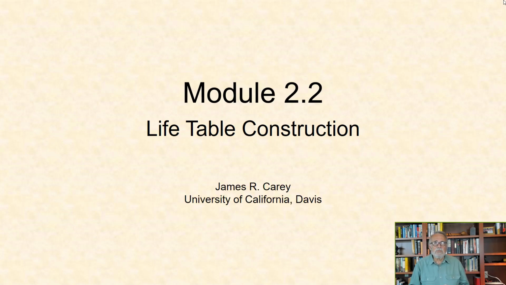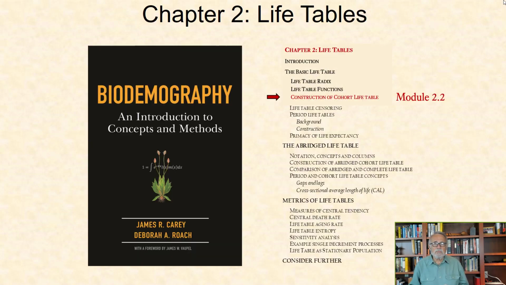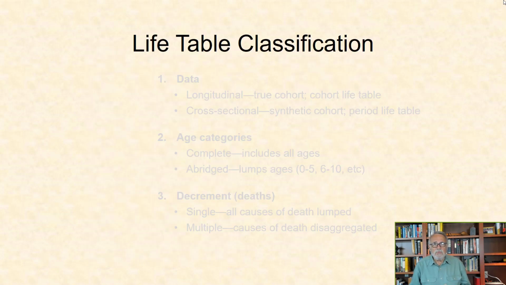In this second module of Chapter 2 on life tables, Module 2.2, I will cover computational methods for the 5 basic parameters of the life table. But before I go into the actual life table construction, I will first lay out and briefly describe the different life table categories for a perspective on the life table we are about to construct.